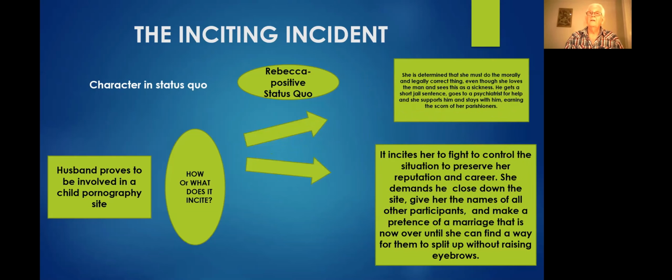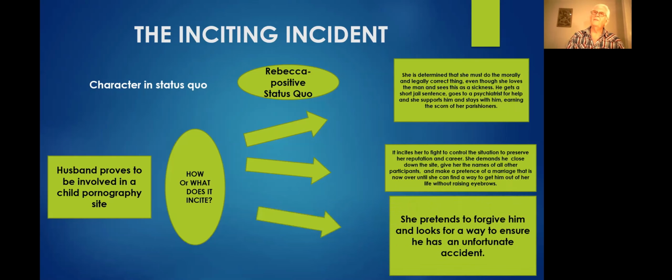Second possibility, it incites her to fight to control the situation to preserve her reputation and career. She demands he close down the site, give her the names of all the other participants, and make a pretense of a marriage that is now over until she can find a way for them to split up without raising eyebrows. So it's a moment of concealment, isn't it? And the last one, she pretends to forgive him and then looks for a way to ensure he has an unfortunate accident. So what a wonderful murder story we've got here.